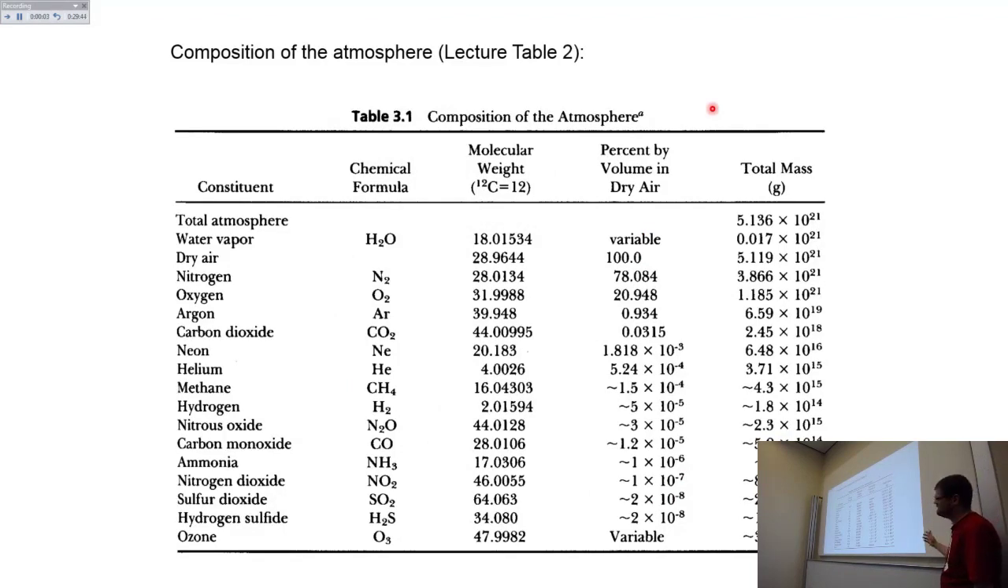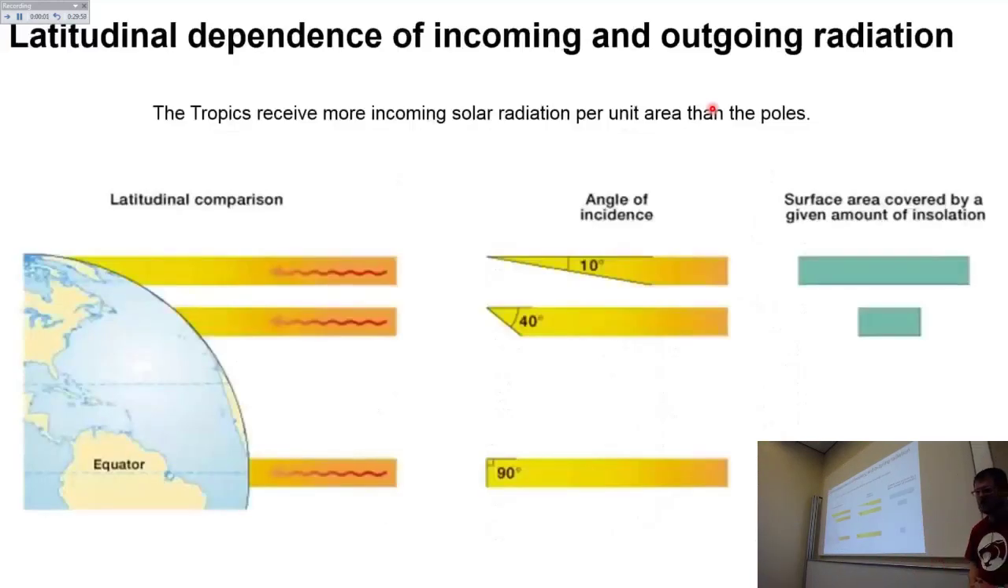That's the composition of the atmosphere. You do not need to know that. I mean, the atmosphere is mostly nitrogen and oxygen, lots of water vapor, and some trace gases. The most important one is CO2. We'll come on to those when they're important. Don't bother learning that now.